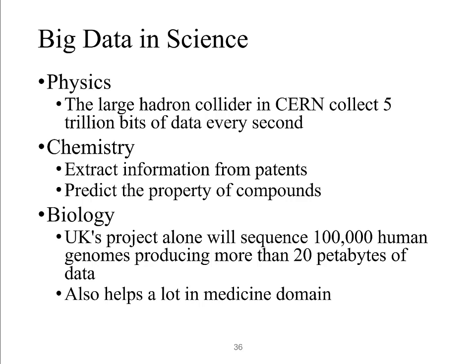For chemistry, we can extract information from patents and predict the properties of compounds. In biology, for example, the UK's project alone will sequence 100,000 human genomes, producing more than 20 petabytes of data. All this large amount of data generated needs to be manipulated and explored, such that we can incorporate machine learning to produce valuable decisions or values for the development of science.